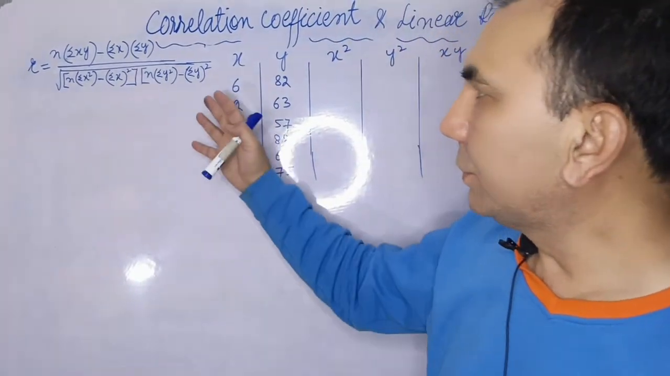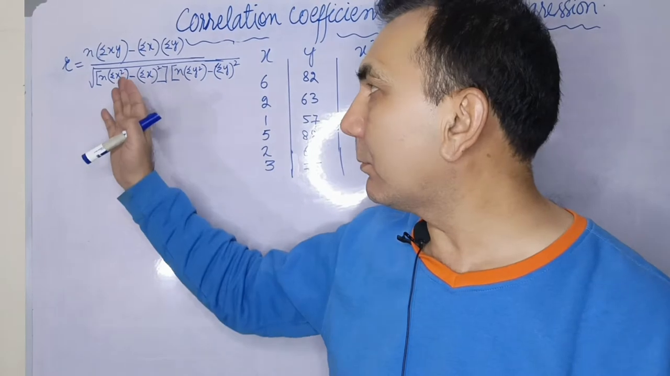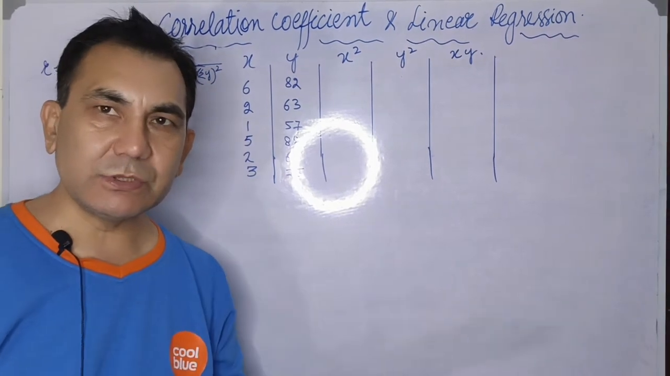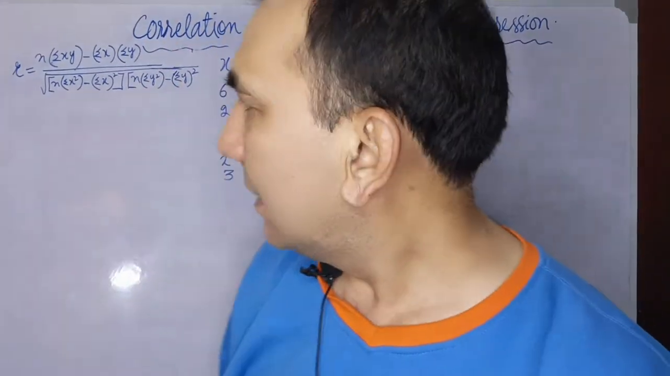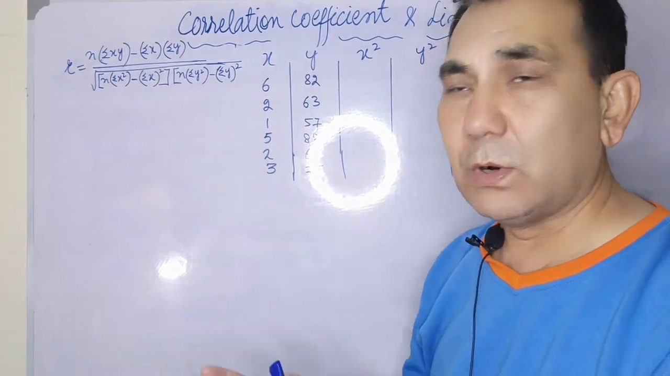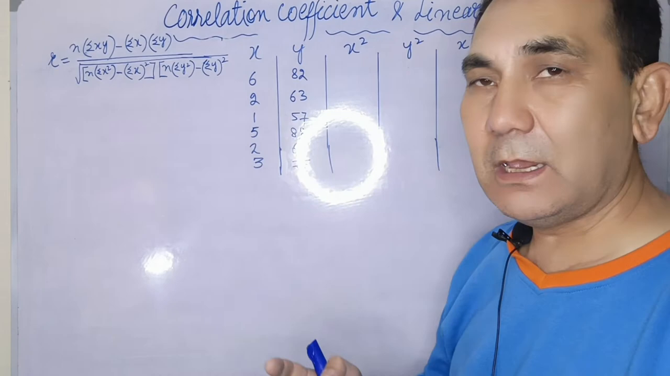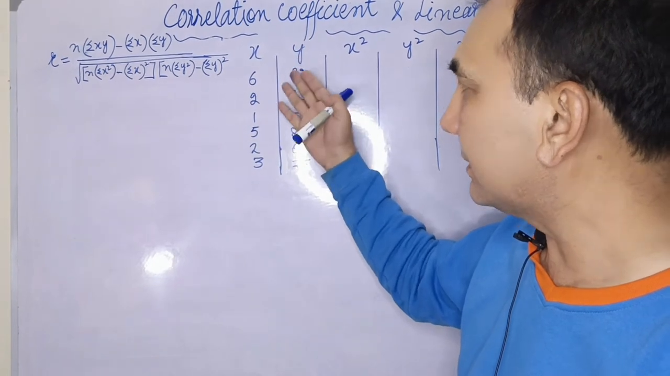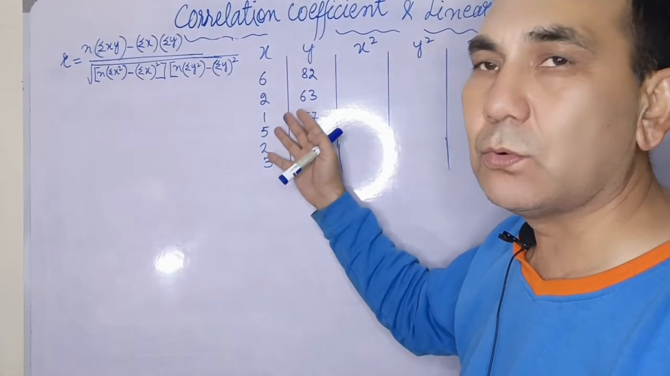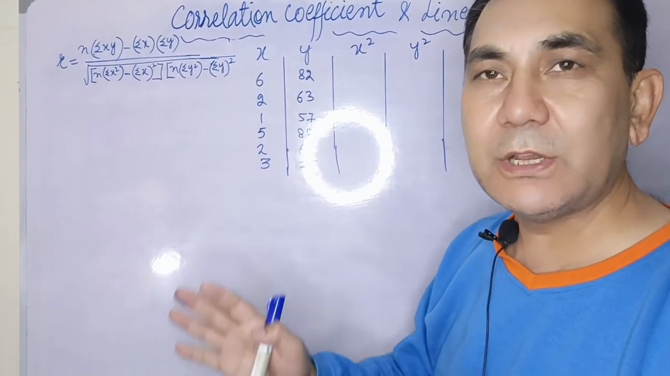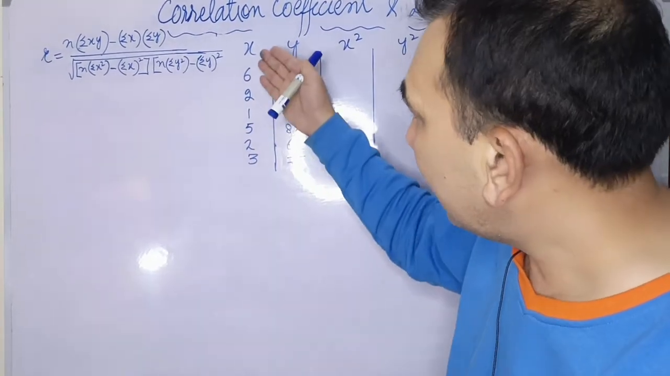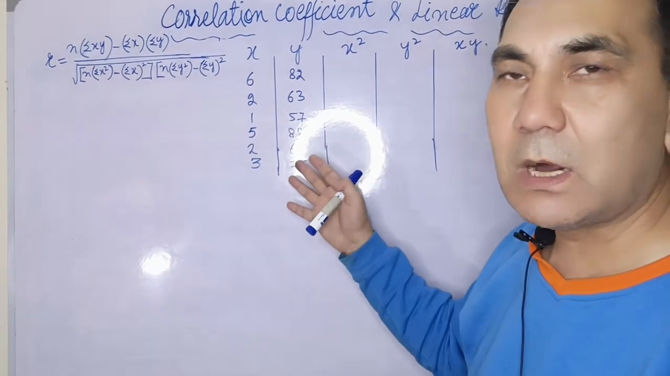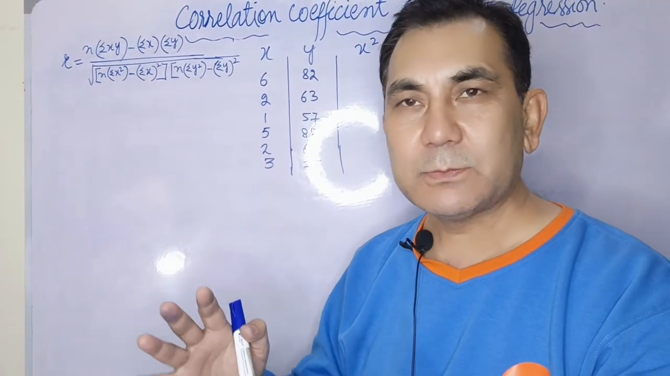Let's solve the formula of r through a numerical. Data has been collected from six students: the hours they spent studying and the marks they got. The students who spent more than 3 hours got higher scores, and those who spent less than 3 hours got lower scores. On the x-axis is the study hours, and on the y-axis is the score or marks of the students.